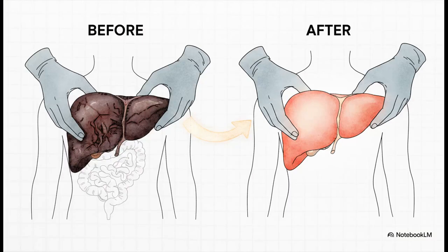So while we can manage all these complications, we can't actually cure the disease itself. The only definitive curative therapy for end-stage liver disease is a liver transplant. That's the only way to replace that scarred, failing organ with a new, healthy one.